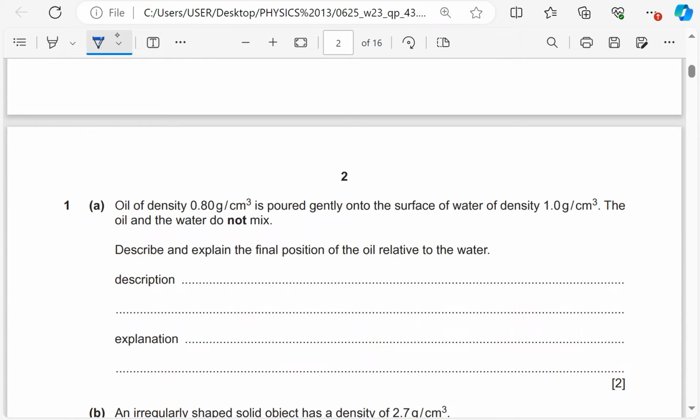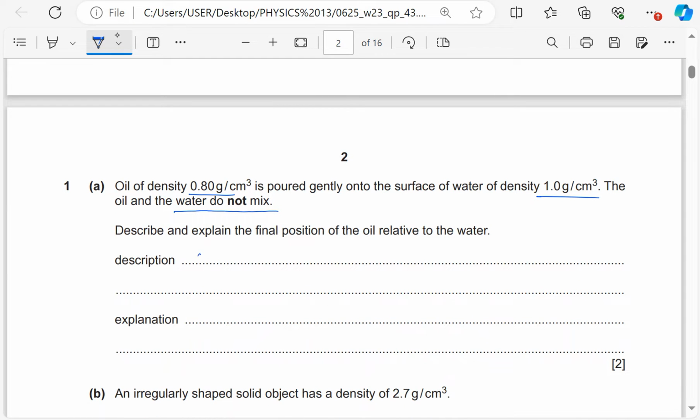Oil of density 0.8 grams per centimeters cubed is poured gently onto the surface of water of density 1.0 grams per centimeters cubed. So the oil is less dense than the water. And they said the oil and the water do not mix. Describe and explain the final position of the oil relative to the water. Because the oil is less dense, it will stay on top.